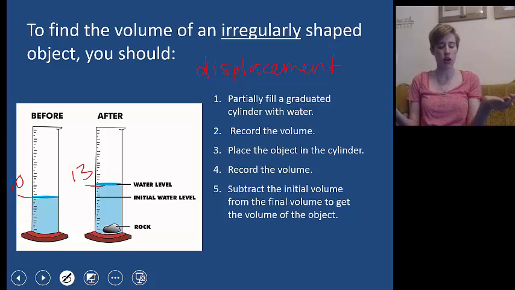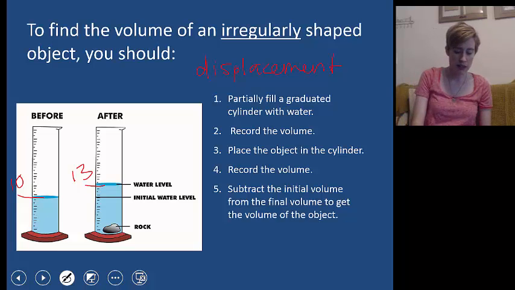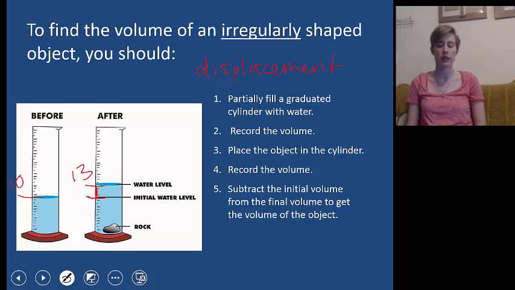Well, how would I know the volume of my rock or the object I added in? Well, all I have to do is subtract the two, right? I had 10 milliliters before, now I have 13. So guess what? These 3 milliliters in between 10 and 13, that was due to the rock. So these are the steps. You want to write them down on your notes. We're going to be doing that in the lab.